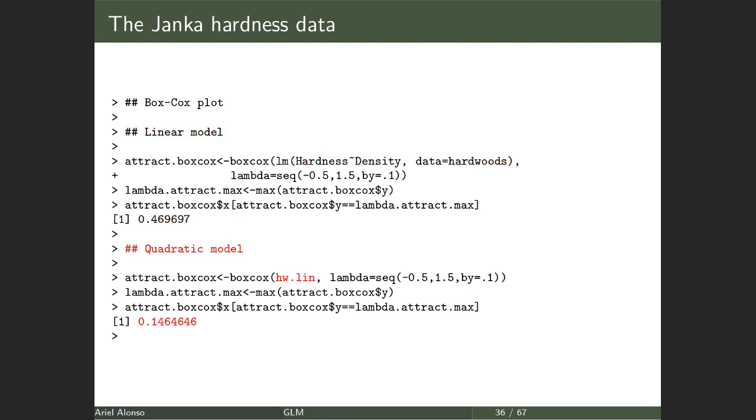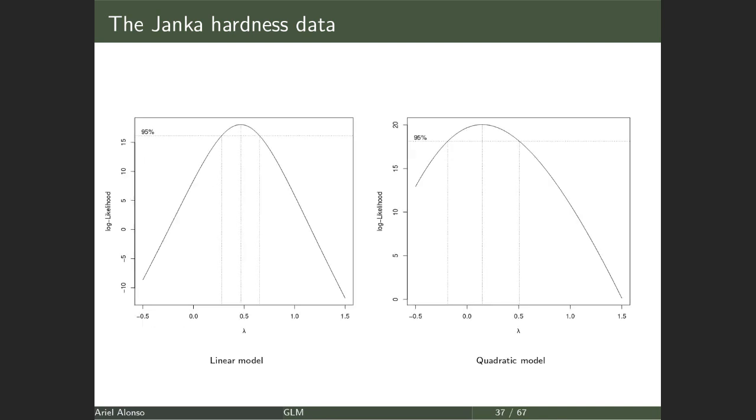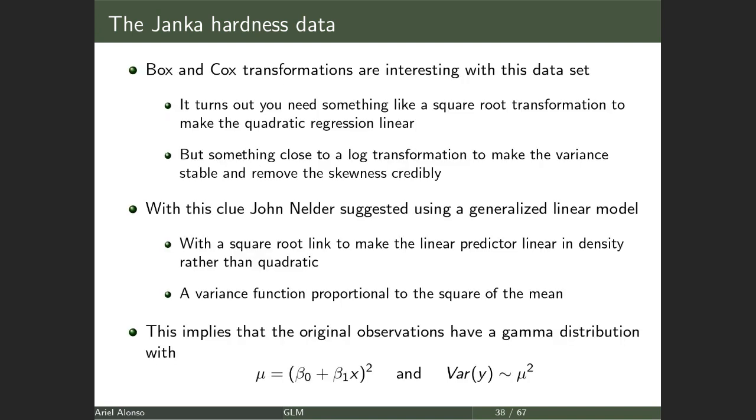However, if you work with the quadratic model, then you get another type of transformation. It's more like a kind of logarithmic transformation. Here you have the two graphs. This is what you get when you use the linear model. The lambda should be around 0.5. Well, when you work with the quadratic model, you see that 0 is contained in the confidence interval. So this is a very interesting result.